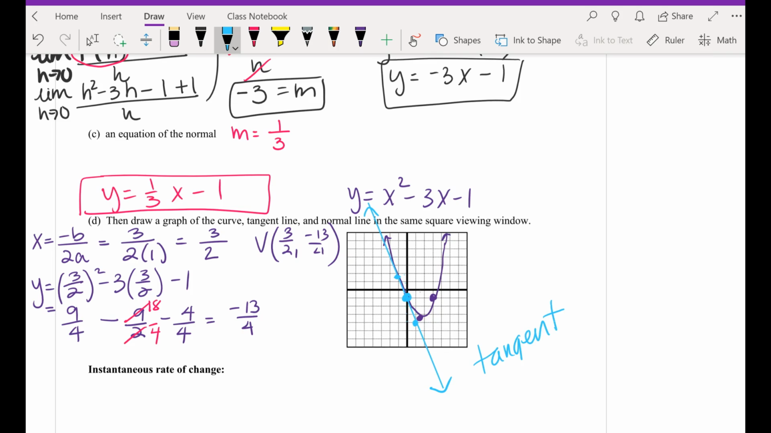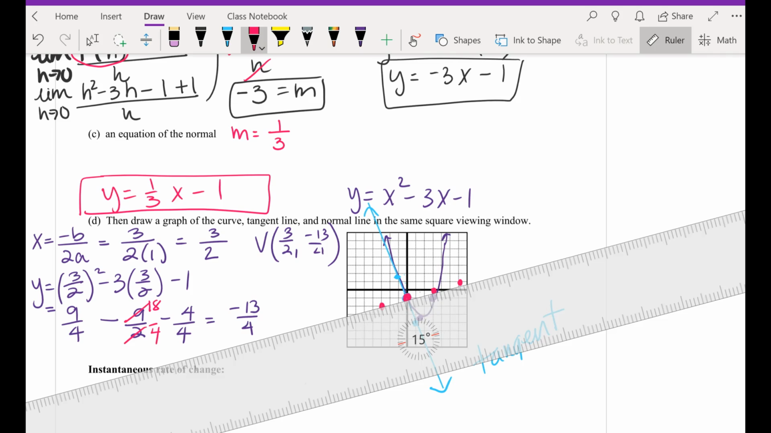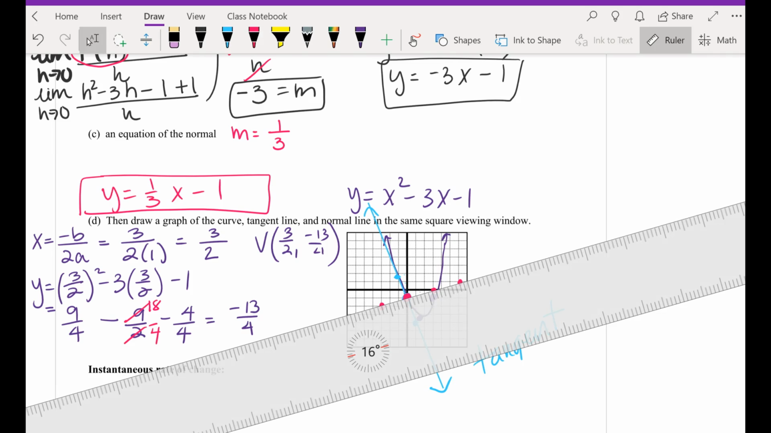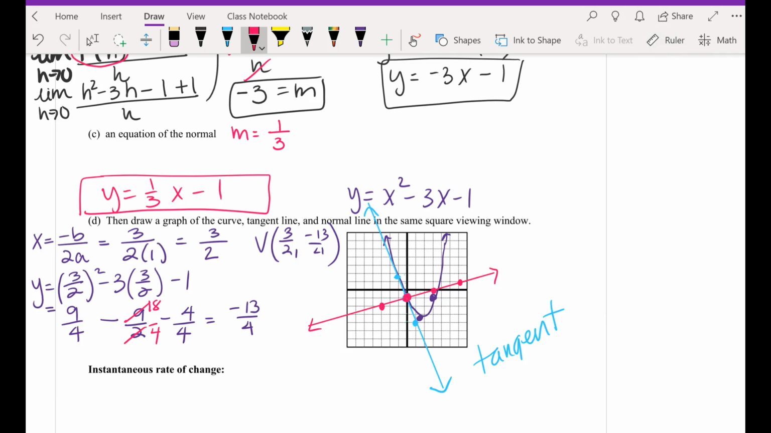If your normal line is perfect, it should intersect that what? Perpendicular. So again, we're going to start at the y-intercept of negative 1, and then we'll go up 1, right 3, up 1, right 3, down 1, also left 3 will work. Does it look like it's somewhat perpendicular? Okay, that's your normal. It's not too bad, right? Can the normal intersect your curve more than once? Yeah, because it's not a tangent.